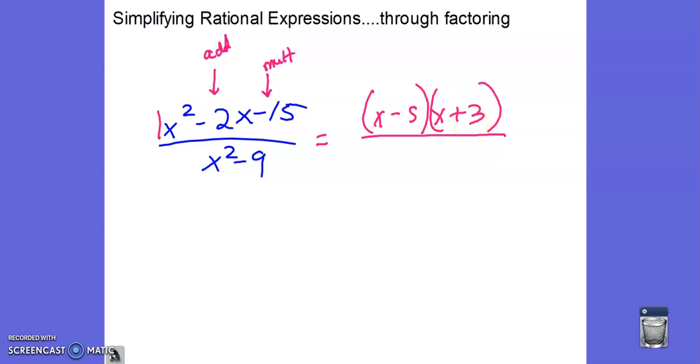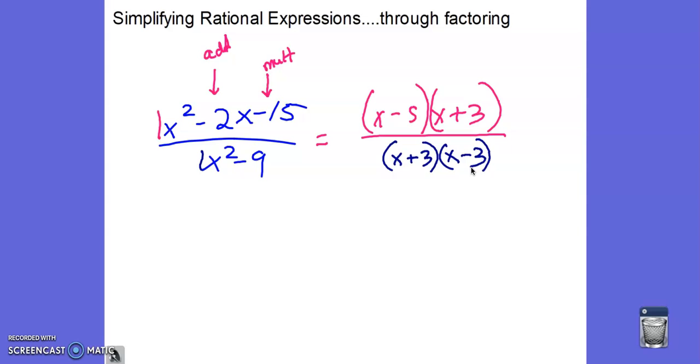Now let's look at the denominator. The denominator is a perfect binomial, and we just got done talking about perfect binomials. The first term is perfect, the last term is perfect, so these are going to be literally opposite signs of each other. So x times x is x squared, 3 times 3 is 9. And so I factored the top, I factored the bottom. Now what could I do?